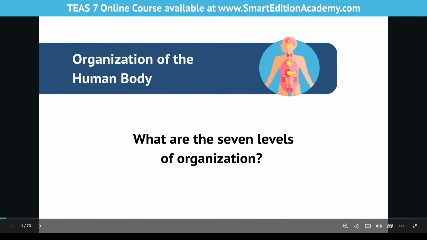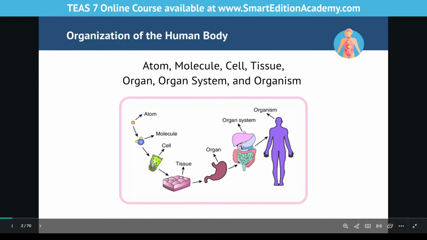What are the 7 levels of organization? That's going to be your atom, molecule, cell, tissue, organ, organ system, and organism. Remember, if you didn't get this right, make a note, take a screenshot, and let's keep on rolling.